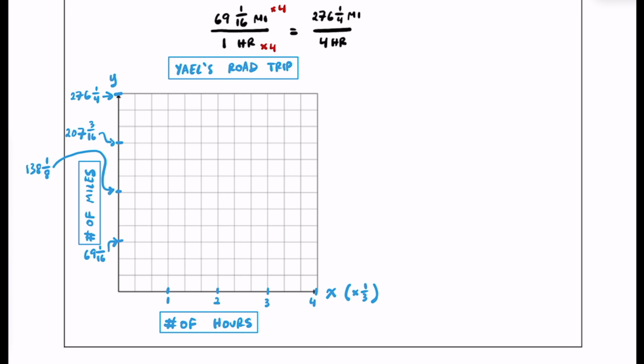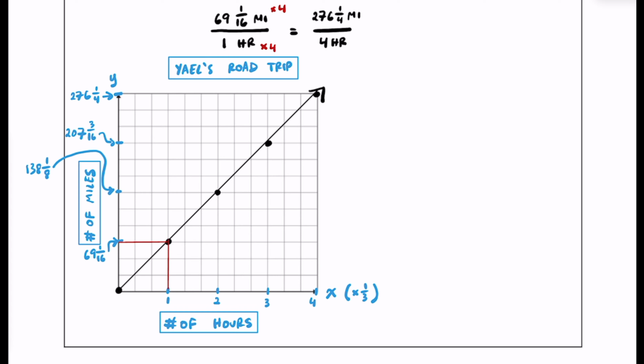All right, so applying our points hopefully isn't going to be too bad, because in 1 hour we're traveling 69 and 1/16 miles. In 2 hours it's 138 and 1/8 miles. For 3 hours it was 207 and 3/16 miles. And for 4 hours it's going to be 276 and a quarter. If we plot all these, don't forget that at 0 hours we can't travel anywhere. Then just draw a nice perfectly straight line just like this, and that would be representing this rate.